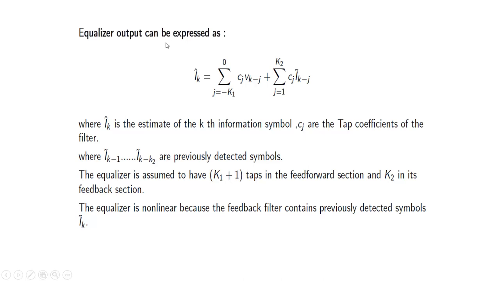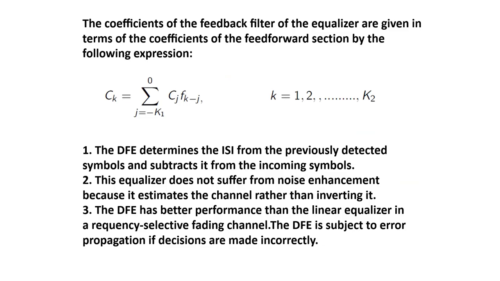Now, the equalizer output can be expressed as I_k hat equals the sum over j from minus K1 to 0 of c_j v_(k minus j), plus the sum over j equal to 1 to K2 of c_j I_(k minus j) hat, where I_k hat is the estimate of the kth information symbol, and c_j are the tap coefficients of the filter. This first term corresponds to the feed forward filter. This term corresponds to the feedback filter. So that's the idea of decision feedback equalization.